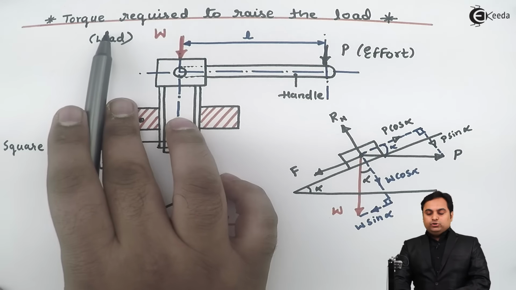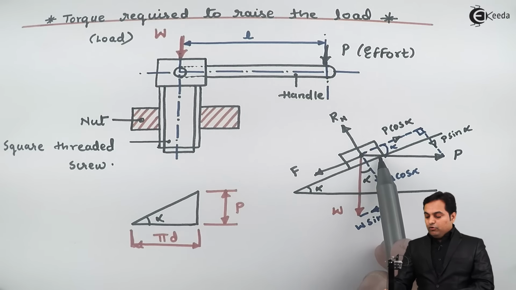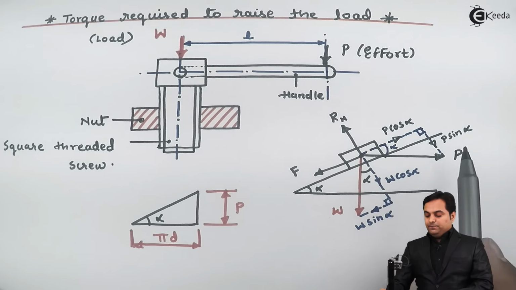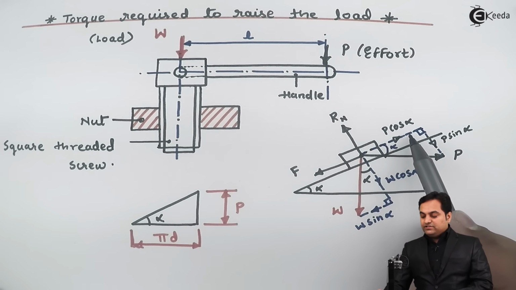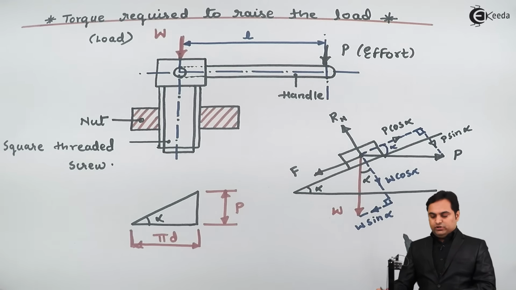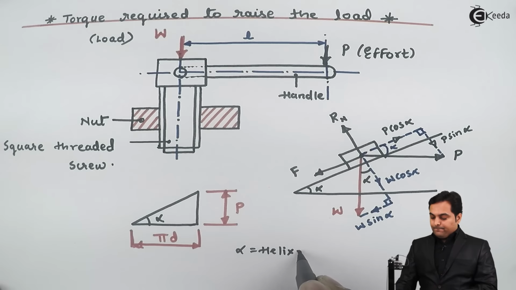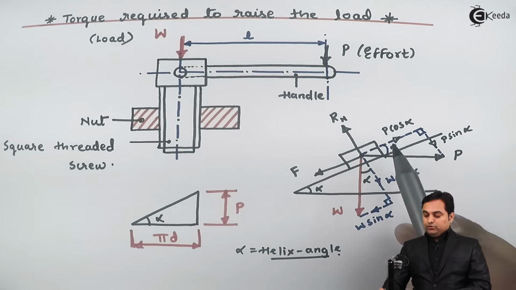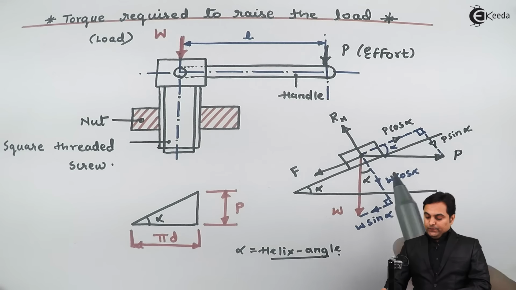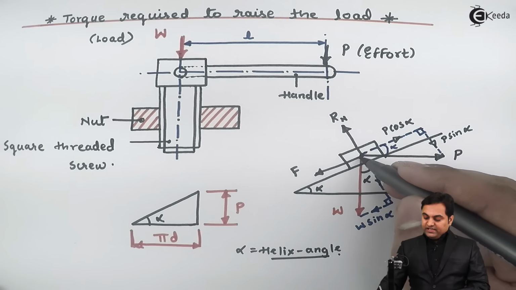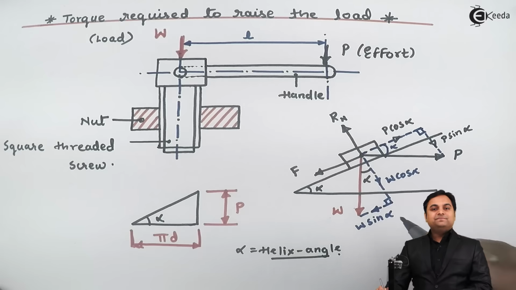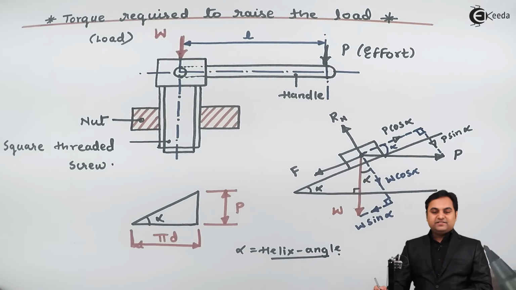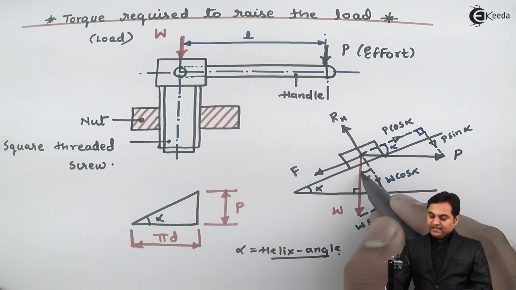Now, as the derivation is on torque required to raise the load, here we are moving in the horizontal direction. That is, I am applying this effort P, and with the help of this effort P, this block would be pulled along this inclined surface. Inclination is alpha, which is called the helix angle. So when I am applying a force of P, this P will try to lift this load along the plane. Now, since the load is having a value of W, it will act vertically downwards. I have this angle as alpha, so this would be 90, and this remaining angle is 90 minus alpha. So at the center, I am getting this angle as alpha.